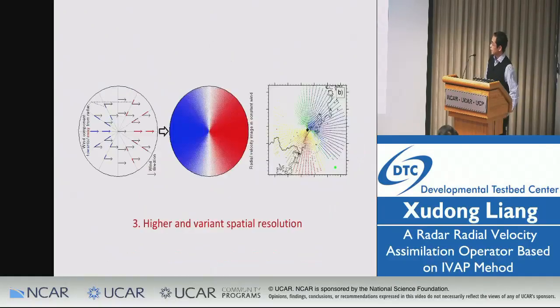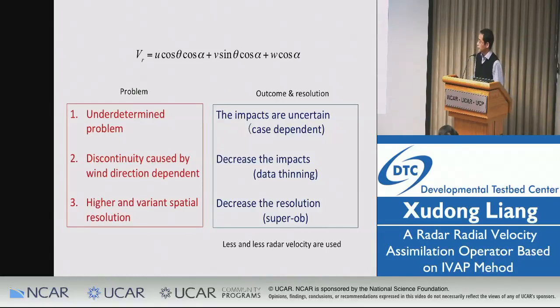And there is another problem: the difference of the resolution between the model and the radar observation. Generally, we use the super-ob of the radar observation. The resolution is also variant and different from the model. So there are some challenges for us in using the traditional operator. Firstly, it's an underdetermined problem, and the second is the discontinuity caused by the direction dependence.